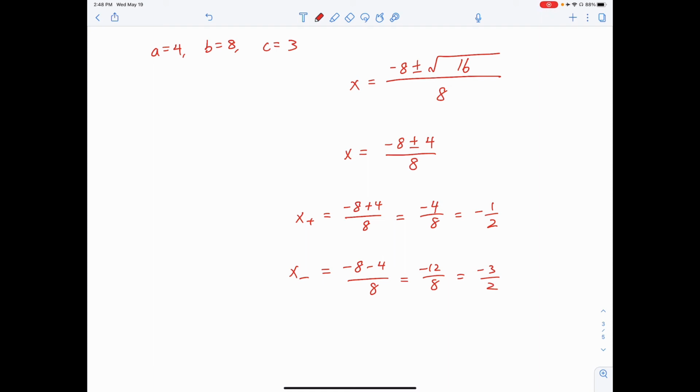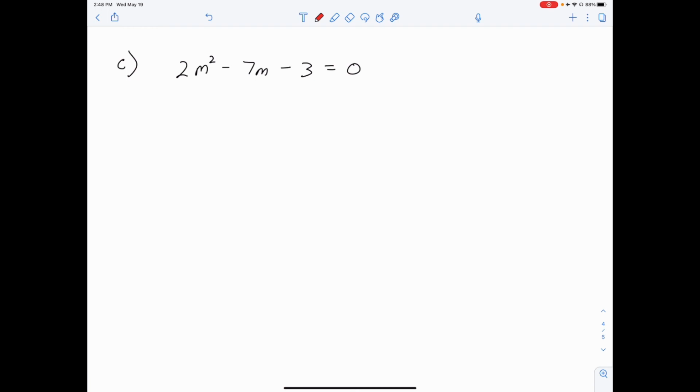So let's take a look at one last example. With this one here, let's try and factor it first. It's already set up as a quadratic equaling 0, and let's see if we can factor this. If so, that's great, and we can get our answers pretty quick. But if we can't factor it, then you're kind of forced to use the quadratic formula. So let's see what happens.